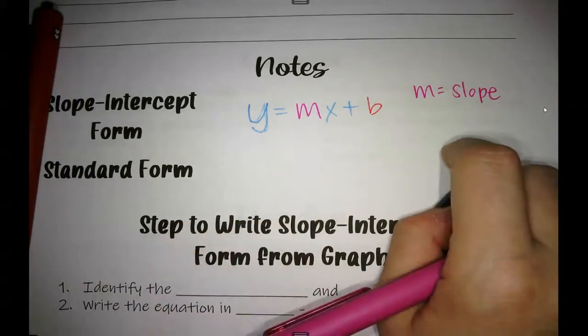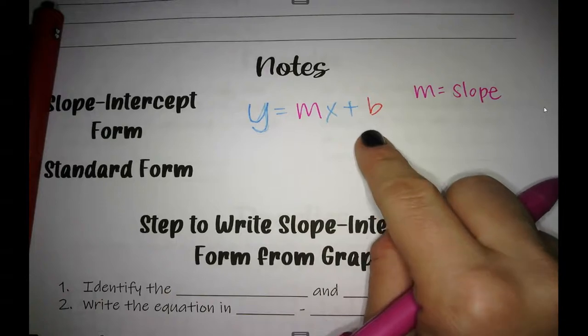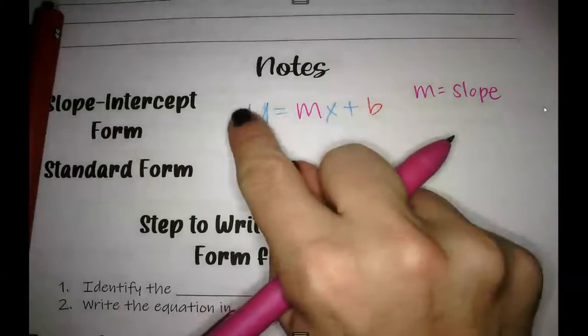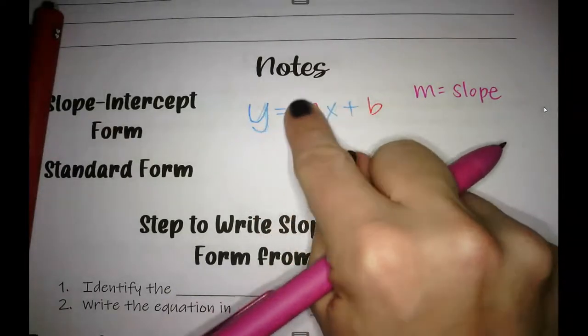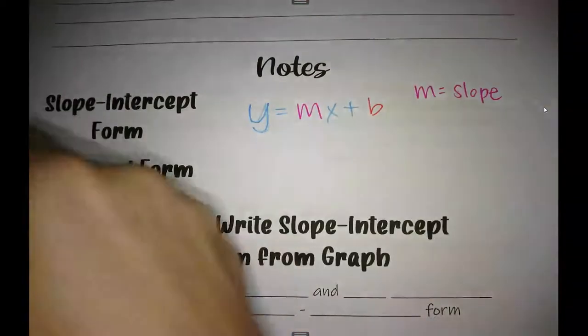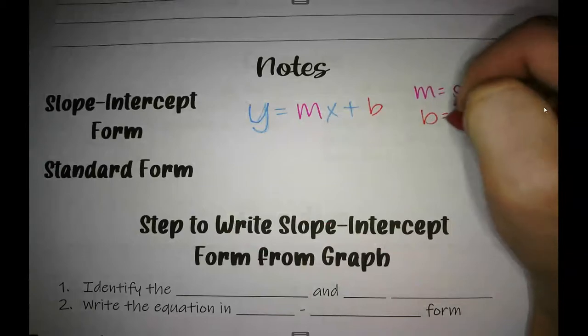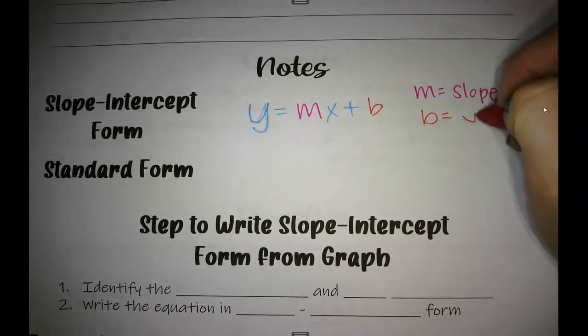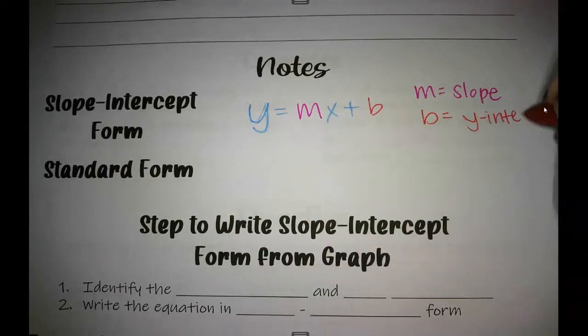So your equations in slope intercept form are going to look like this. It's going to have a y and equals a number for m, an x, a plus or minus sign, and then a number for b, and b is our y-intercept.